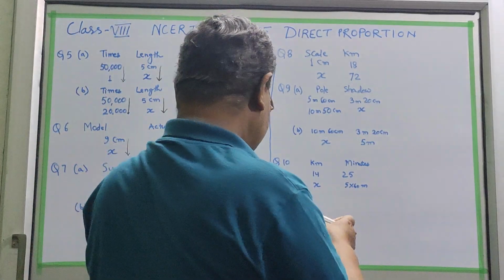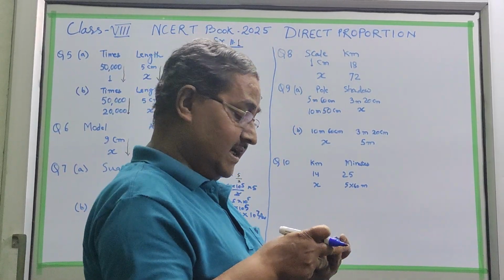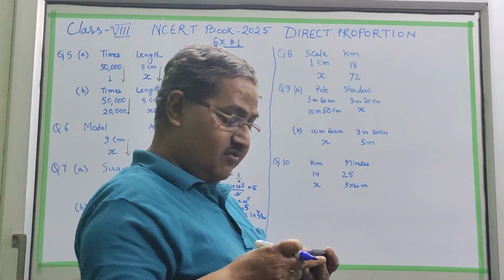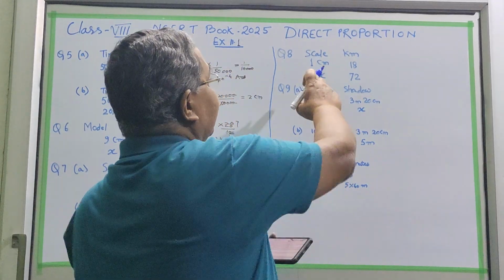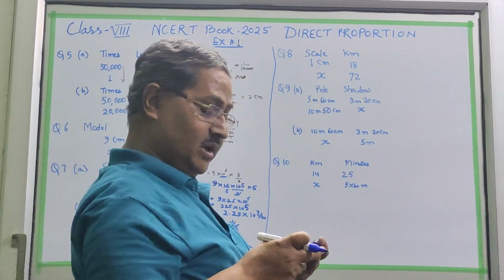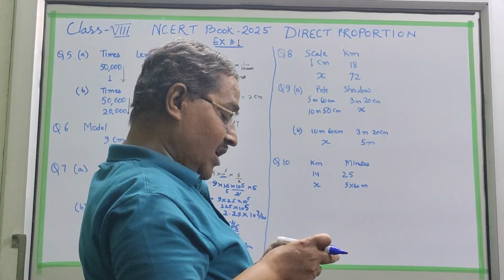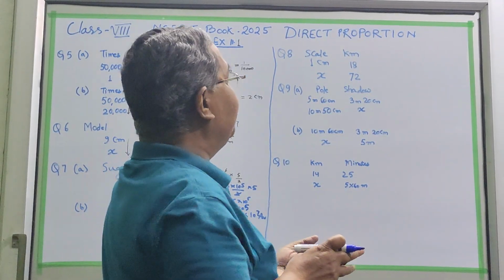Now coming to the 8th question. Rashmi had a round map with a scale of 1 centimeter representing 18 kilometers. 1 centimeter is equal to 18. She drives on a road for 72 kilometers. What would be her distance covered in the map?